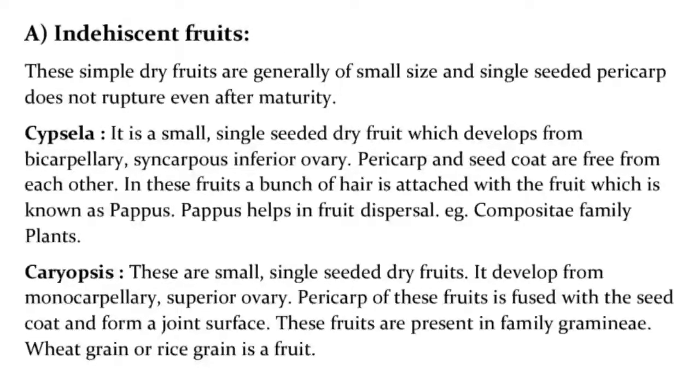Composite family plants. Caryopsis: these are small, single-seeded dry fruits. It develops from a monocarpellary, superior ovary. The pericarp of these fruits is fused with the seed coat and forms a joint surface.